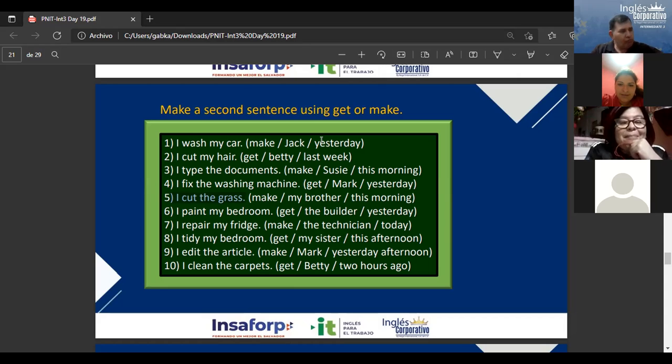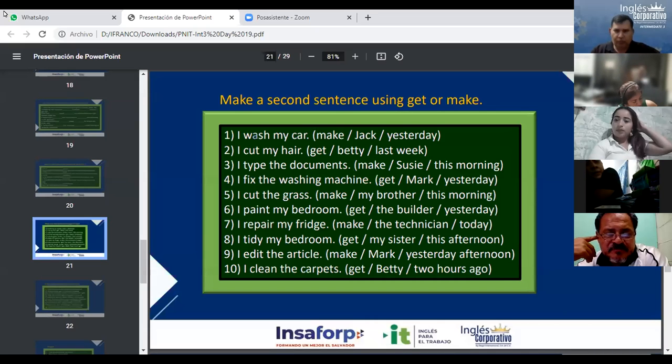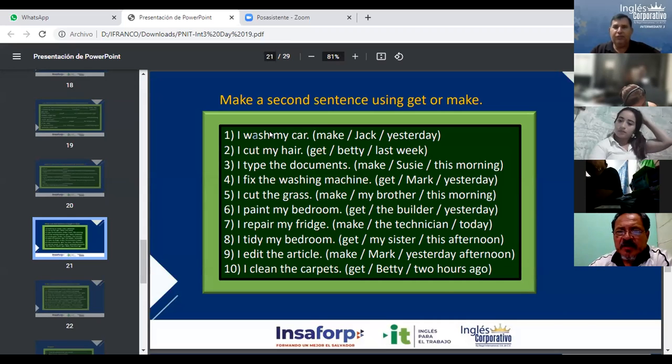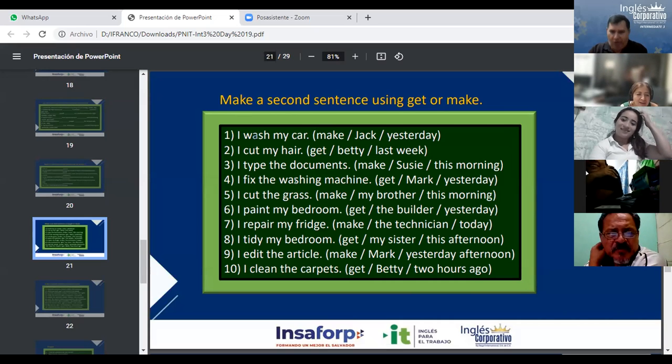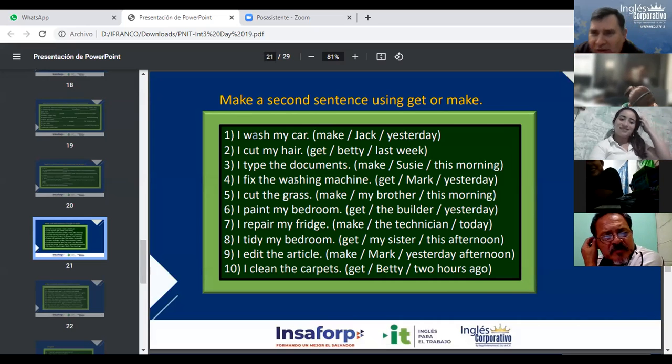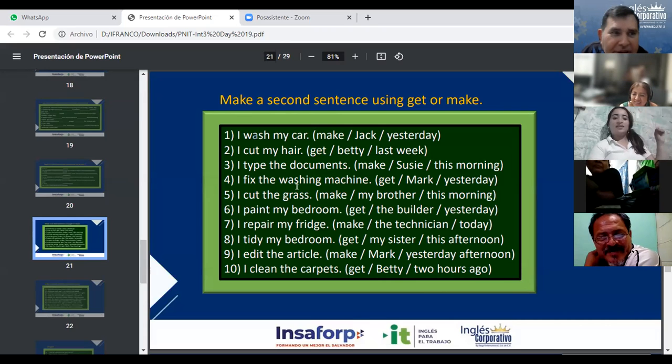Okay. I tidy my bedroom this afternoon. I get my sister. Who's calling for me? Entendemos, teacher. Well, estamos confundidos. You got intimidated. Okay. Yes. Here.